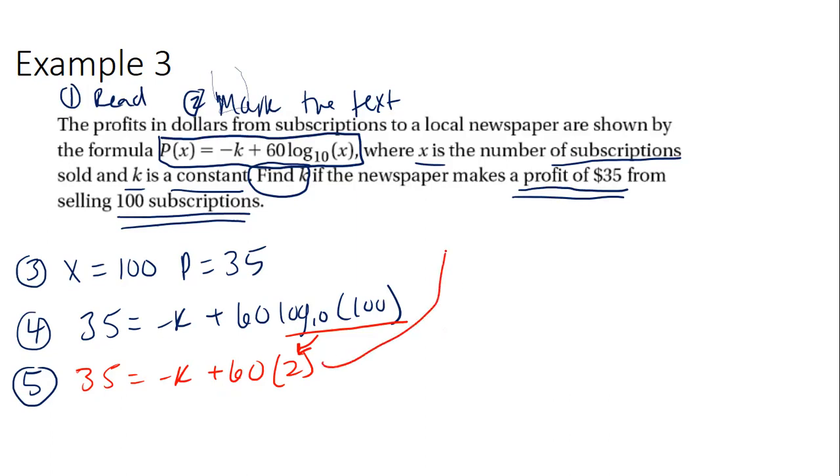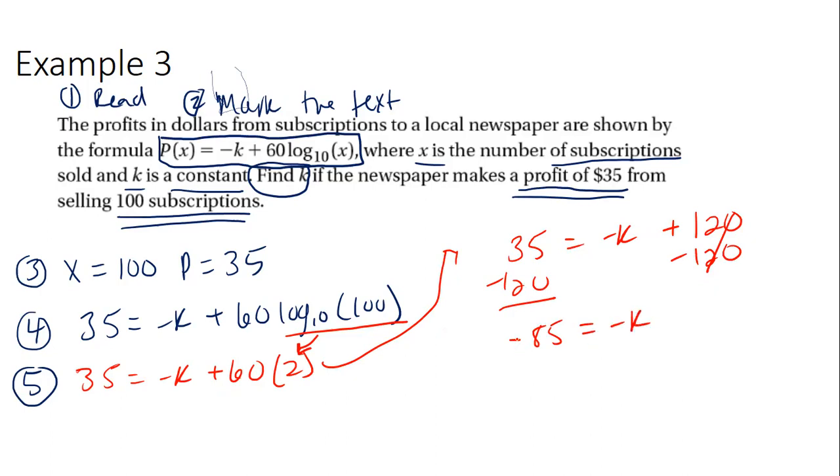Okay, so we should have had 35 equals negative K plus 120, right? Subtracted your 120. And 35 minus 120 gives us negative 85. If I have a negative on both sides, they cancel, they both become positive. So the answer is 85. All right. Remember, word problems look like they're the hardest, but they're actually the easiest usually mathematically. They just want to make sure you go through the steps to find the solution.